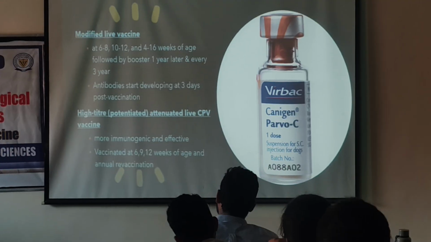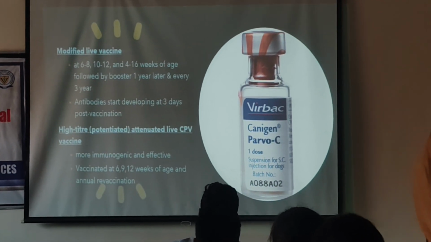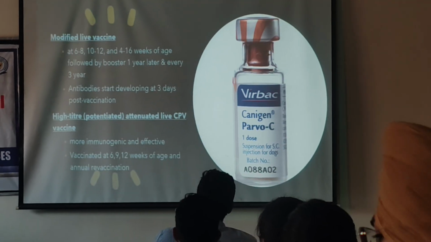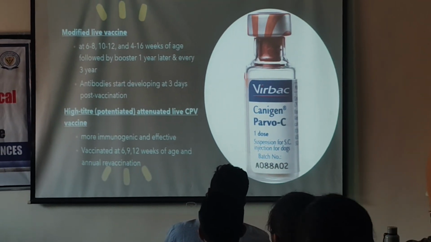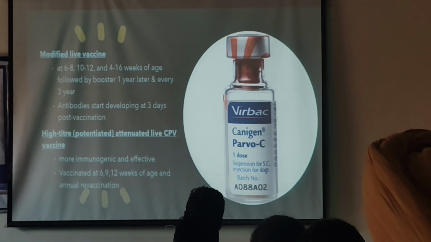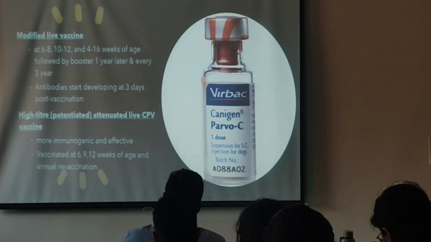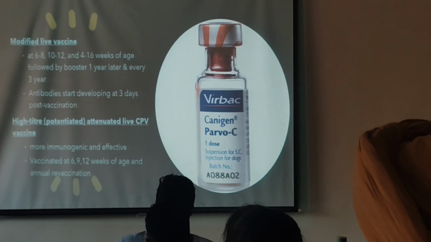Modified live vaccines we give at 6 to 8 or 14 to 16 weeks of age, followed by a 1-year booster and then every year. Antibodies start developing 3 days after vaccination. High titer attenuated live CPV vaccines are more immunogenic and effective.